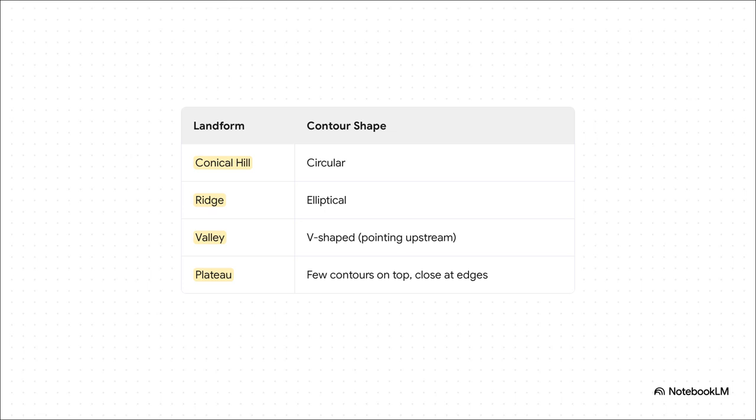See a bunch of circles inside of each other? That's a conical hill. Long, stretched-out oval shapes? That's a ridge. And if you see a classic V shape, that's a valley. And the V always points uphill, towards the source of the water.